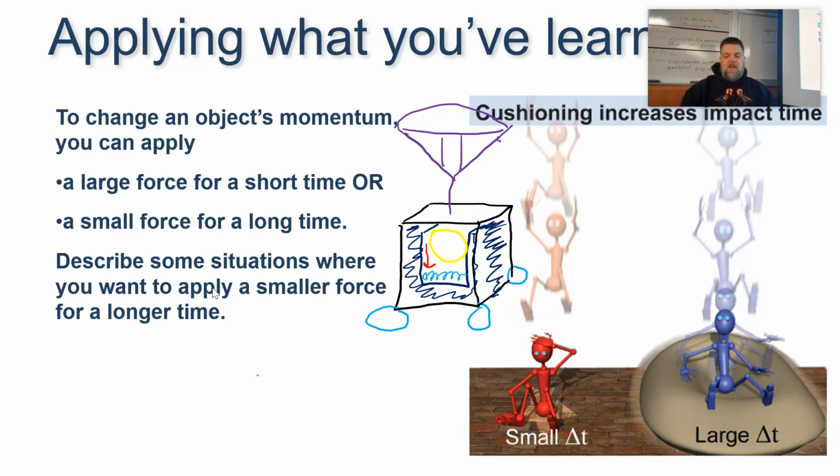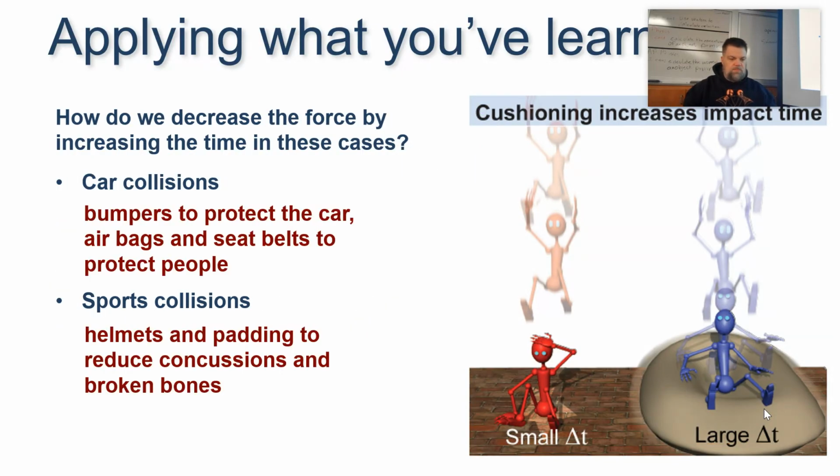But what happens is if you just fall and hit the ground, your time is very small. But if you land on something, it slows down the impact, and really what it does is increase the time. You have to kind of squish into stuff. Okay? So this is an important thing for collisions, sports collisions and stuff like that. Bumpers protect your cars.